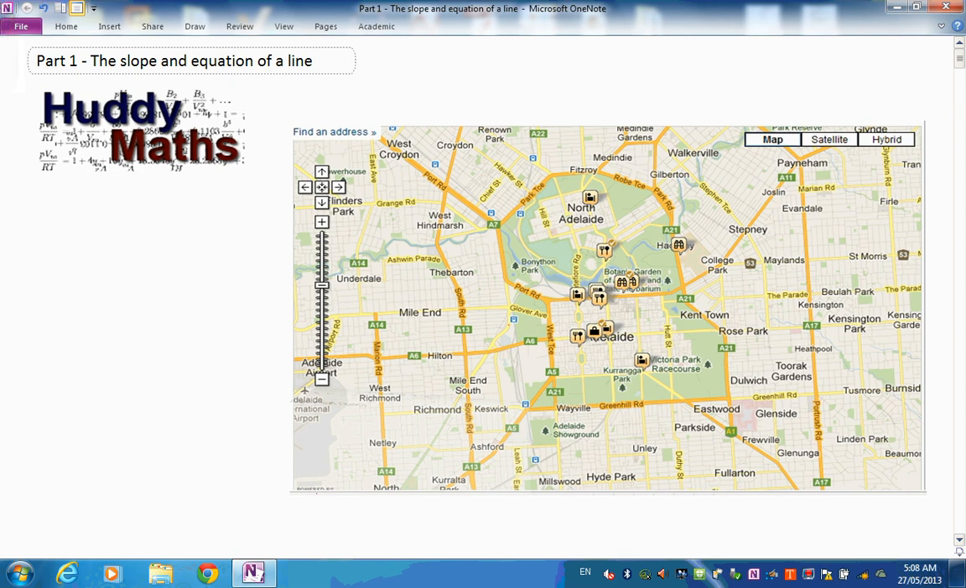What's this map doing here? Are you lost? No. I put it there to show you the grid system. Let's have a look at how maps use a grid to describe points.